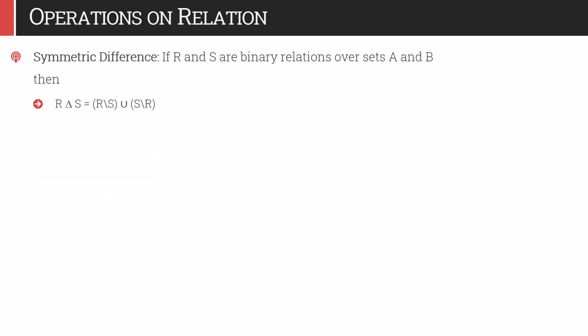Symmetric difference is defined by the union of both the differences, R difference S union S difference R. That is called symmetric difference. So if S and R are defined like this, then this is the symmetric difference.